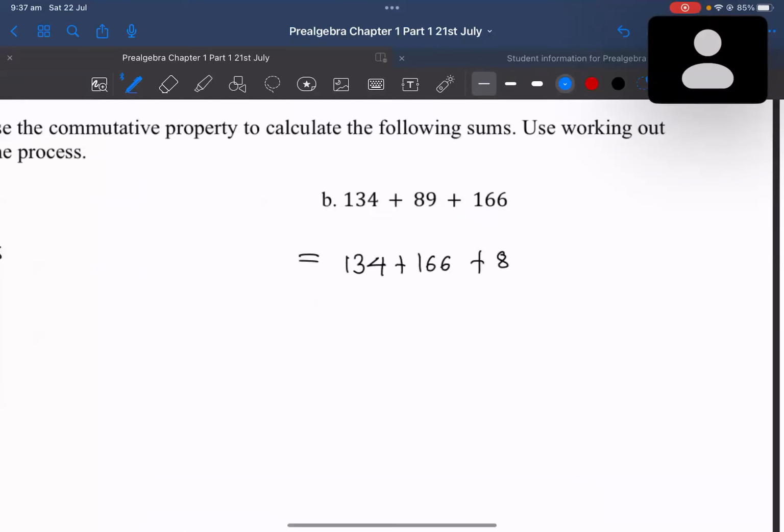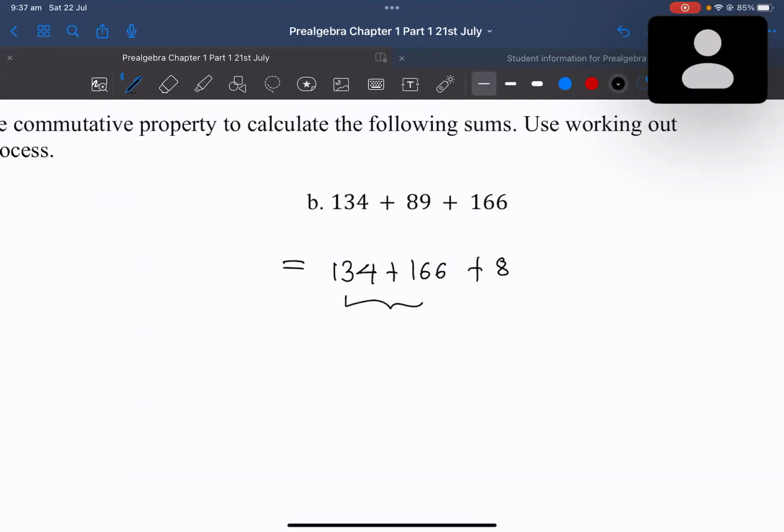But for this one, you put 134 plus 166 first. Then you have the 89 after that. All right, so you get 134 plus 166. That's 300. And you have 89 on top of that. That's 389. That should be our 2 answers.